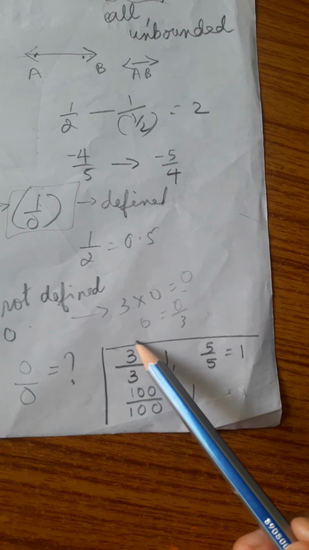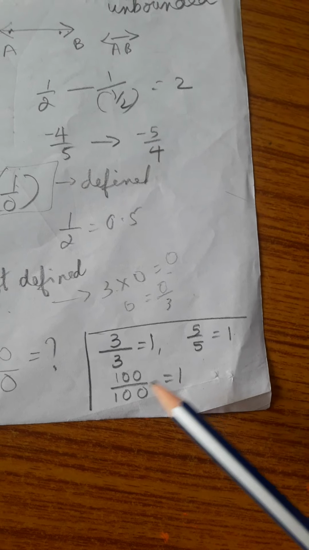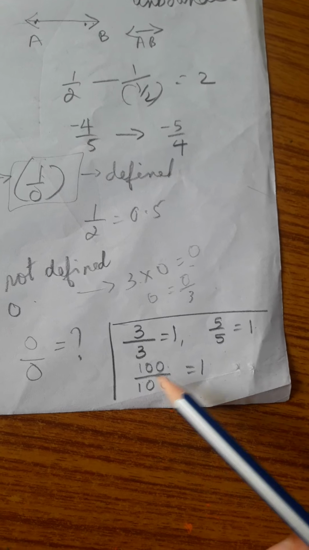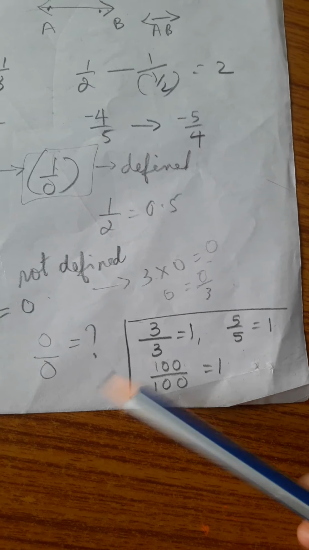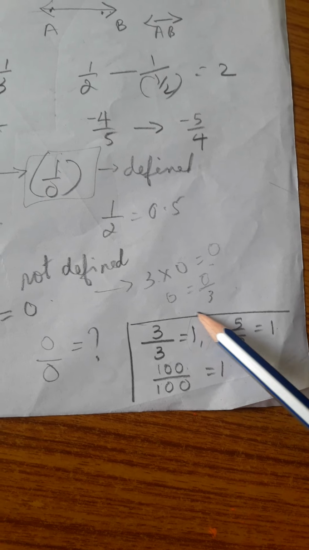So we know 3 divided by 3 is 1. 5 divided by 5 is 1. 100 divided by 100 is 1. Minus 4 divided by minus 4 is 1. Unity. When the numerator and the denominator are identical, the answer is 1, or the whole 1.